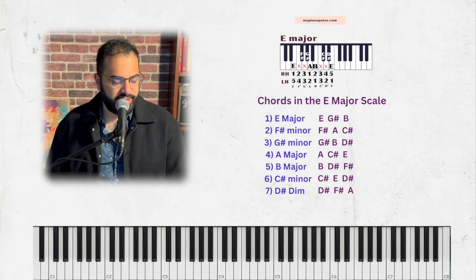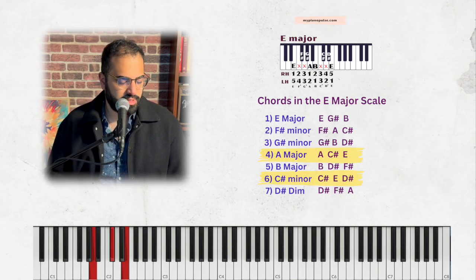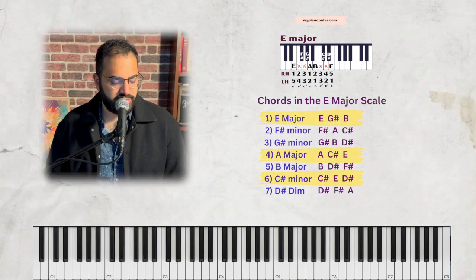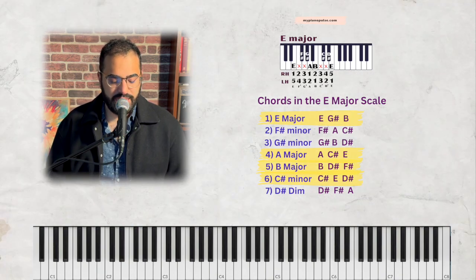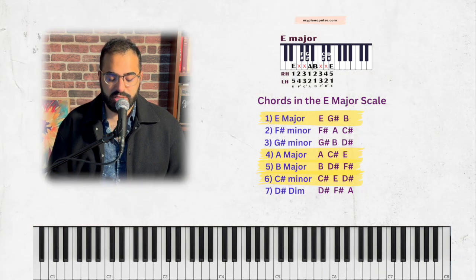In the case of Everglow, we have C sharp minor, A major, E major, and B major. That's the foundation of the song. Now he's going to make a melody over that using those notes in the scale.